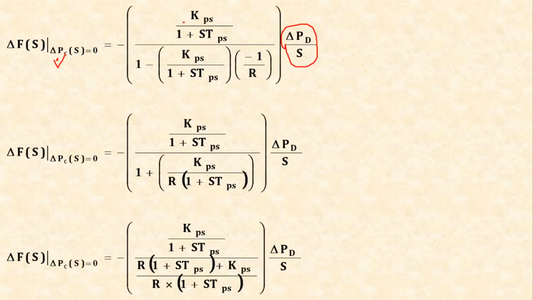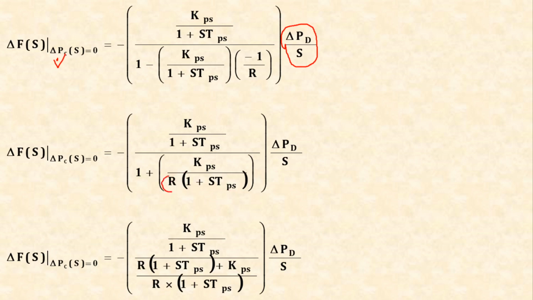So G of S is equal to Kps upon 1 plus S into Tps, divided by 1 minus G into H. So again, Kps upon 1 plus S into Tps multiplied by minus 1 upon R. This minus multiplied with this minus becomes plus, and we have to multiply R with 1 plus S into Tps. So that is equal to 1 plus Kps upon R into 1 plus S into Tps.